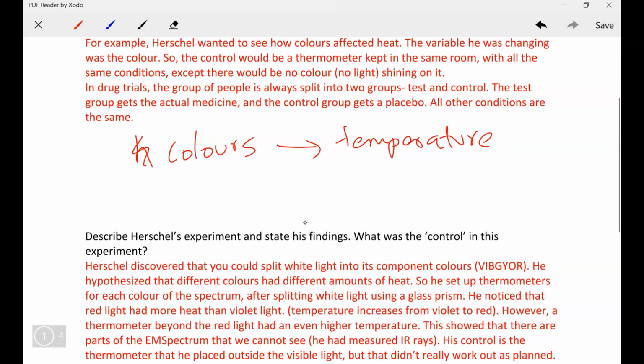He hypothesized that a violet color would have a different temperature than a red color. So his control would have been to set up a thermometer with all the same conditions. It was in the same room, very close by, so that not half of the room was hot and half the room was cold. It was very close by the other thermometers, but there was no light or no color on this control thermometer. So that would have been a good control for him to set up. And he did, in fact, set that control up.